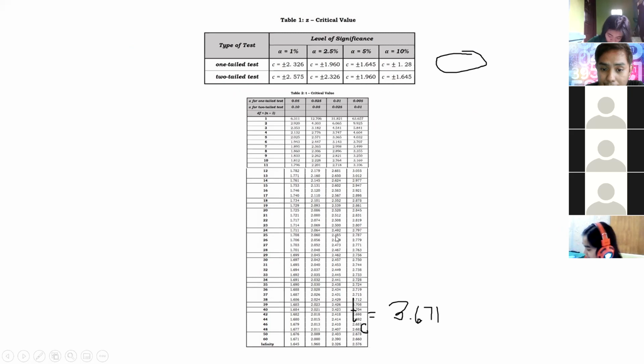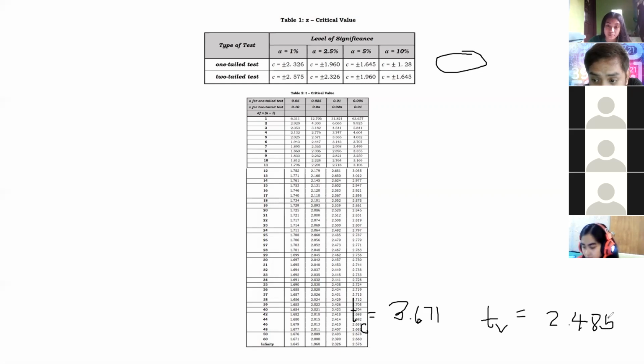So ano ang 25 natin? Two-tailed tayo, two-tailed test, 0.025, 25. So our critical value is 2.485 po. Our critical value is 2.485. Tama? 2.485.